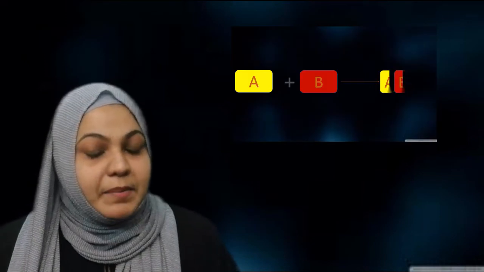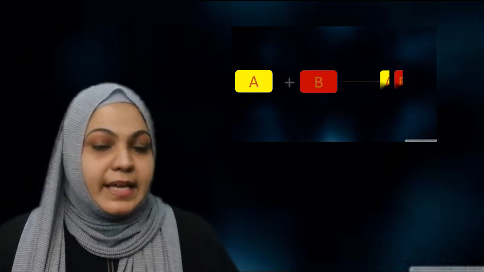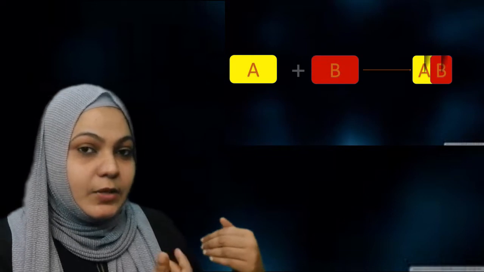For example, A and B are the reactants. When they combine, a single product is formed, that is AB. So here A and B are the reactants. That means there are two reactants combined to form a single product, that is AB. So from this you can understand that two or more reactants combine, joined to form a single product. So that is the definition for combination reaction.